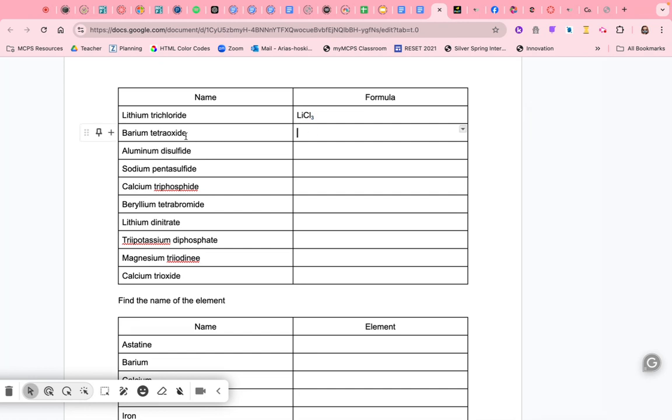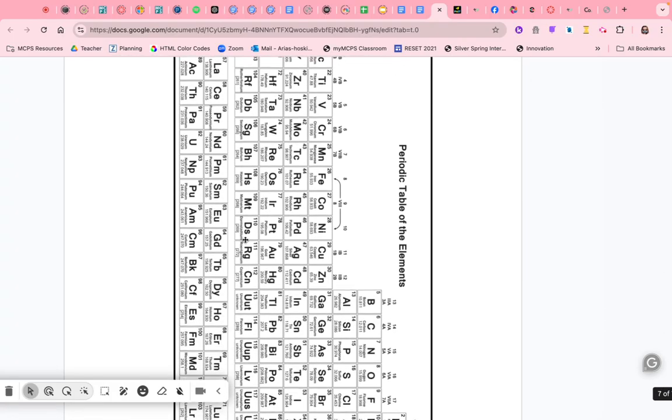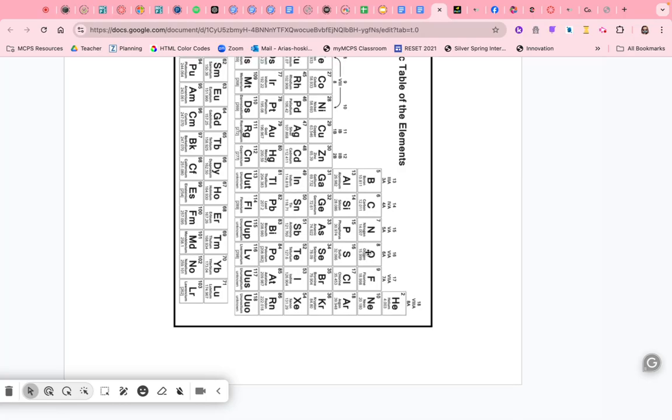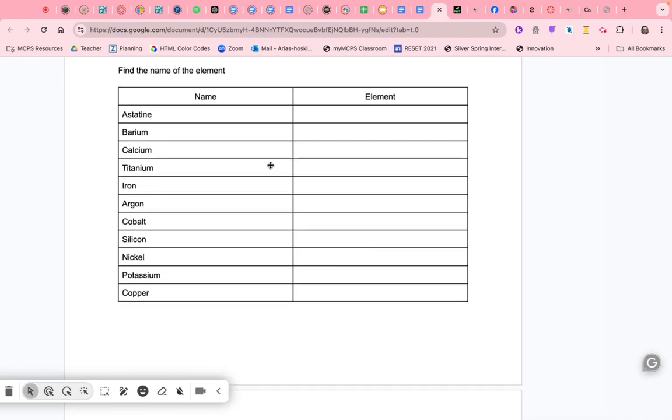Now the second one, it says barium tetraoxide. What you need to do, you're going to go to the periodic table. You're going to find where is barium, and then you're going to find in here, which is oxide, oxygen. You're going to find it in here. Okay, so you're going to have that on the paper.